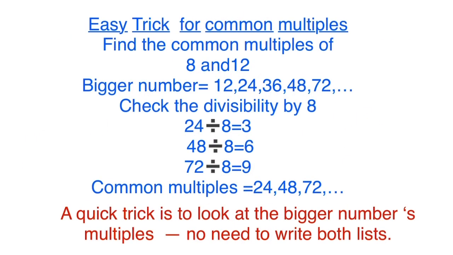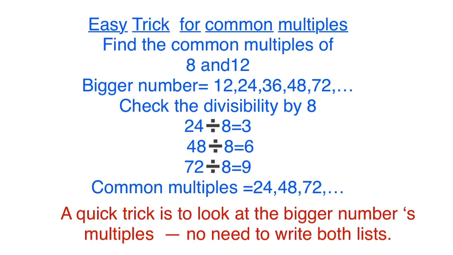Now I will show you an easy trick for common multiples. For example, find the common multiples of 8 and 12. Look at the blackboard. Here the bigger number is 12. Multiples of 12 are 12, 24, 36, 48, 72 and it goes on. Now check the divisibility by 8.